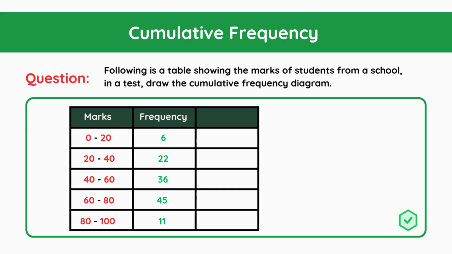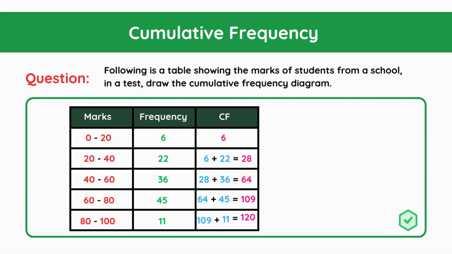First, exactly as we did in the table at the start, we work out the cumulative frequency. We start with 6. Then 6 plus 22 is 28. Then 28 plus 36 is 64. Then 64 plus 45 is 109.